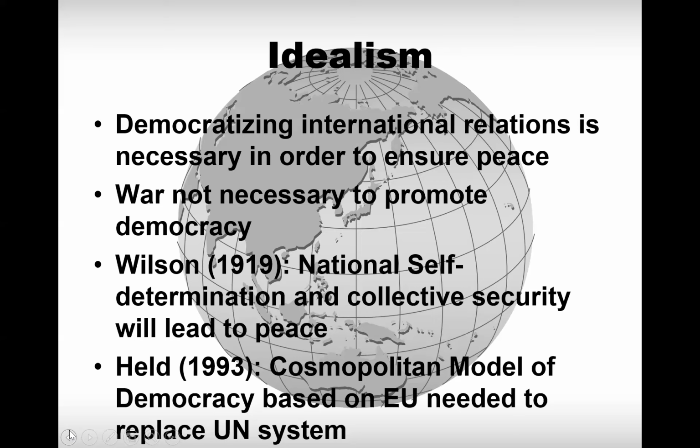Changing the structure of the international system means basically committing ourselves to ideas of national self-determination, collective security, and democratizing the international system. The international system, liberals argue, is not democratic today. You have 5 permanent members of the United Nations with the right of veto. And this is a problem in terms of inhibiting the way the United Nations works.